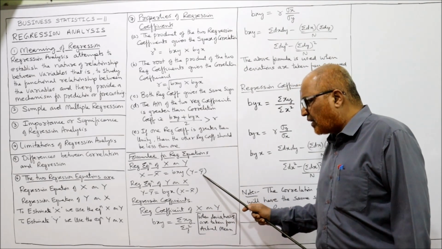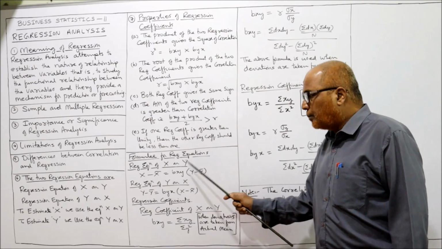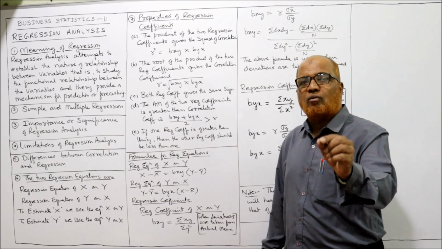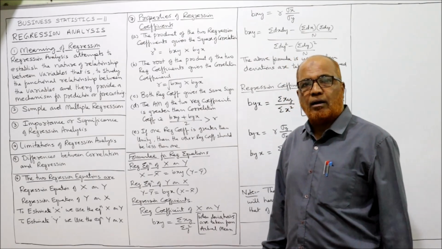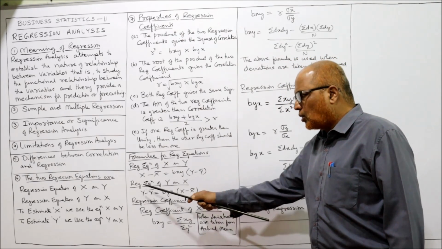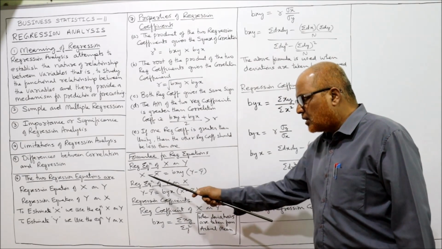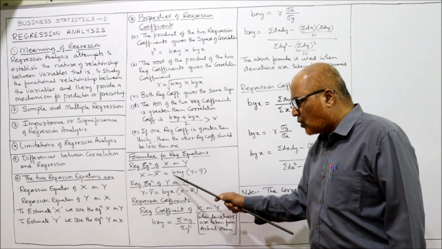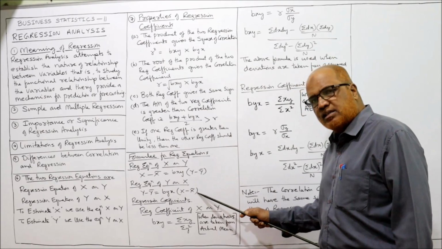Y minus y bar is the mean of y. So before calculating this, you must know what is x bar and what is y bar, the mean of x and mean of y. Then you have to calculate bxy. So regression equation of y on x: y minus y bar is equal to byx into x minus x bar.